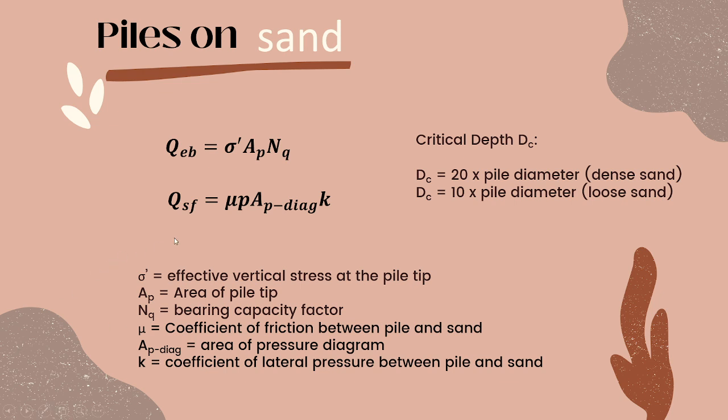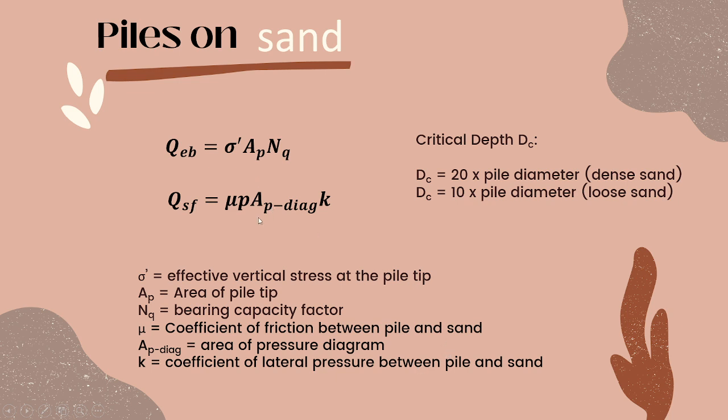So the skin friction naman, pwede nyo siyang makuha by multiplying your coefficient of friction between the pile and sand, which is mu, times P, which is the perimeter of the pile, and then A sub P diagram. So, ito yung area ng pressure diagram. And K is the coefficient of lateral pressure between the pile and the sand.